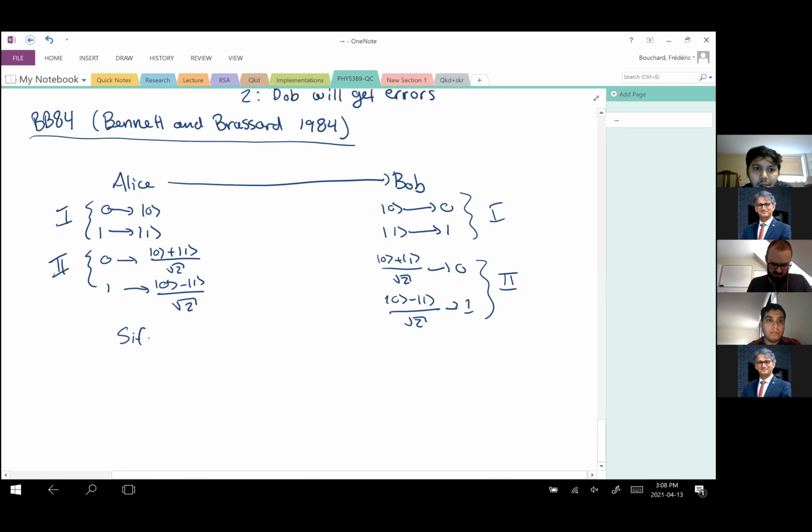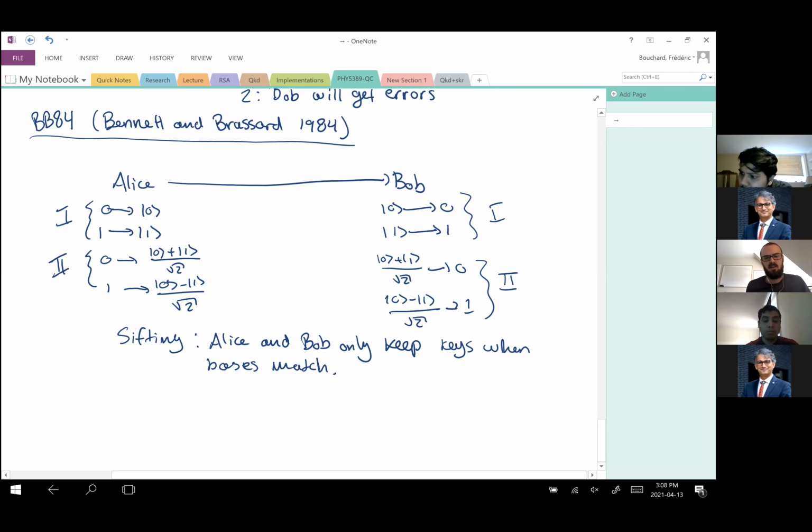But they have to do something called sifting, which is whenever Alice and Bob only keep keys when the bases match. Unfortunately, half of the time, Alice will prepare a photon, let's say in basis 1, but Bob will measure in basis 2, and that outcome will be completely random. So you just have to throw that away.